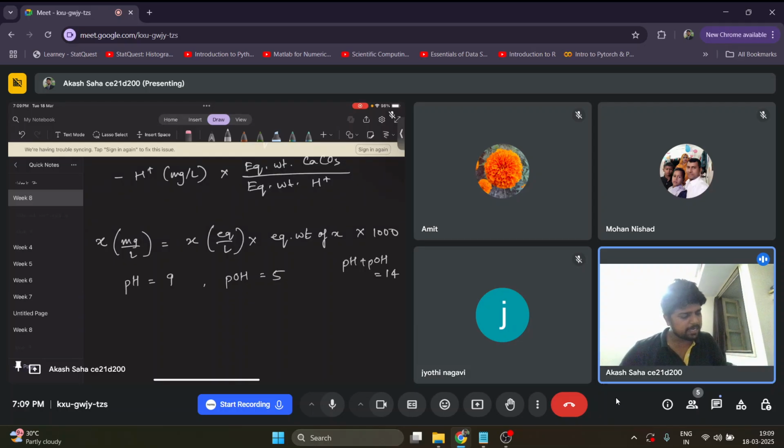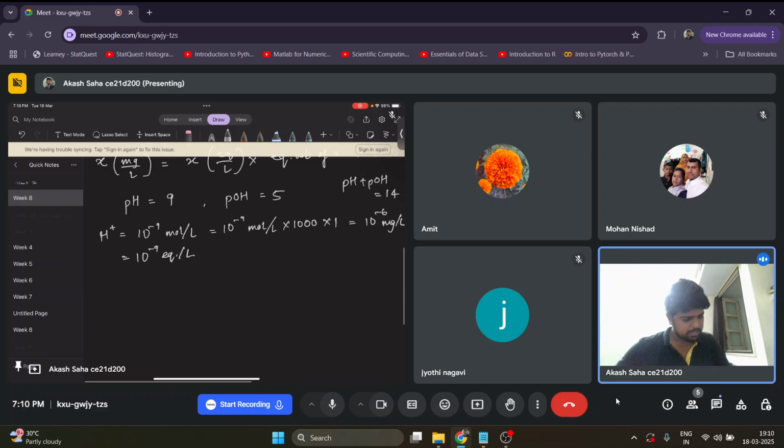So if pH is 9, my H plus ion concentration will be 10 to the power minus 9 moles per liter. And if it is given in moles per liter, I will convert. So I can write 10 to the power minus 9 moles per liter into 1000 into equivalent weight 1. So it will be 10 to the power minus 6 milligram per liter. Okay, so I am just converting into milligram per liter. Or I can also write it as 10 to the power minus 9 equivalents per liter.